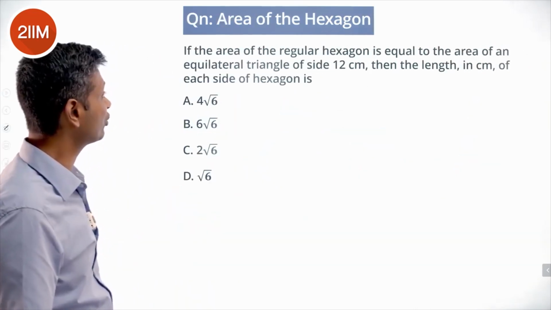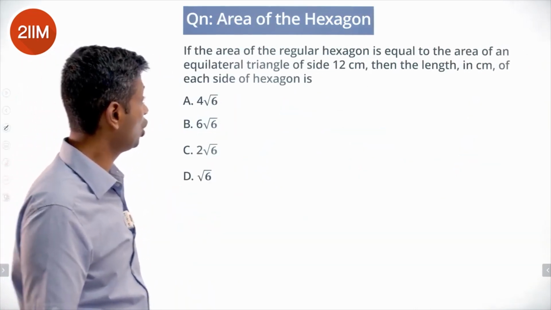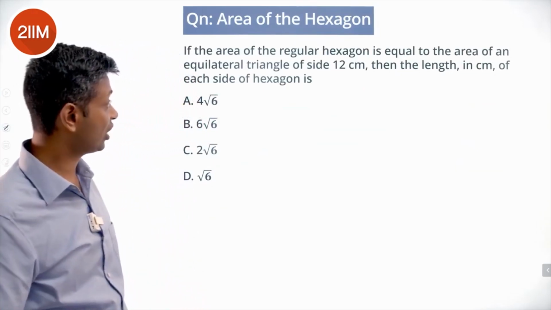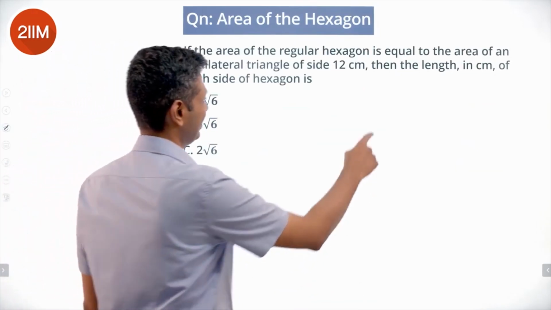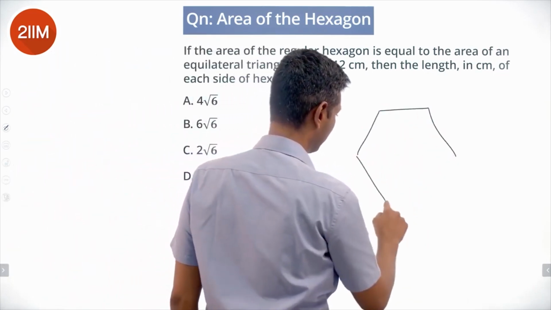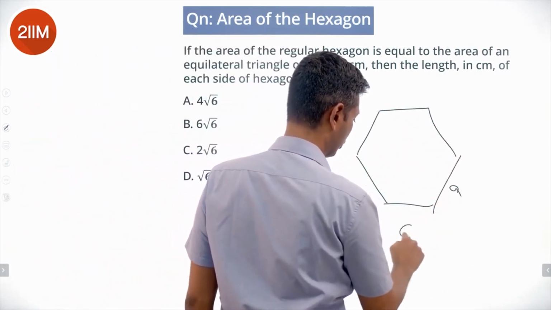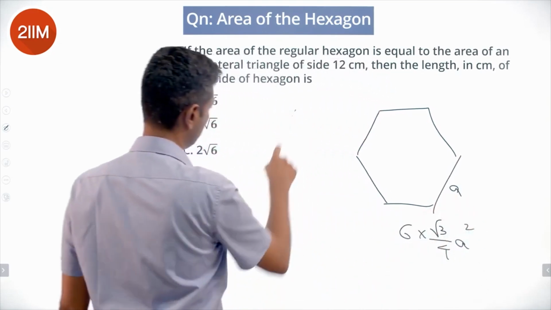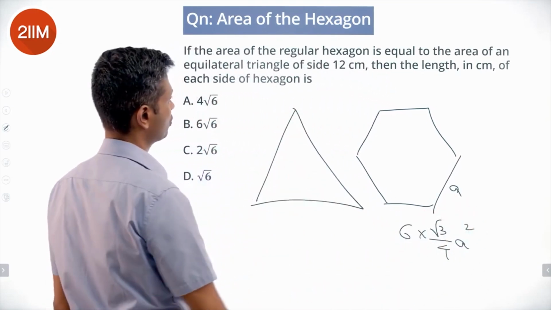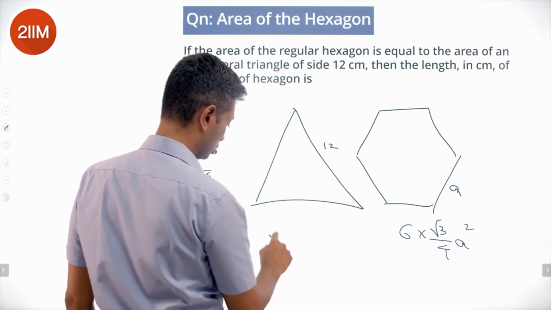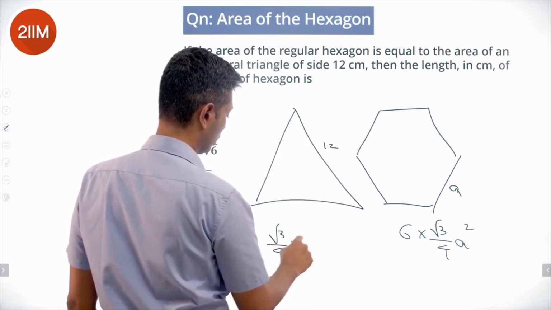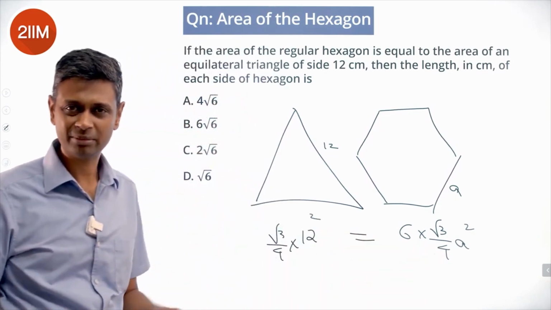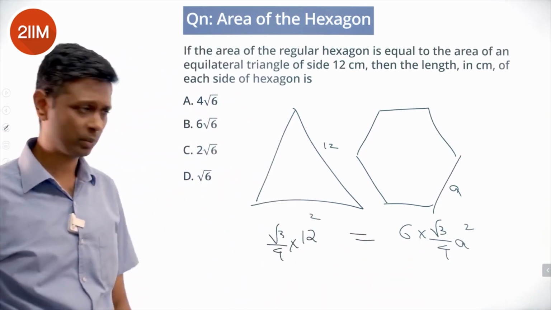The area of a regular hexagon is equal to the area of an equilateral triangle of side 12 centimeters. Then find the length in centimeters of each side of the hexagon. A regular hexagon of side A has area 6 times root 3 by 4 A square. This is equal to the area of the equilateral triangle of side 12, which is root 3 by 4 into 12 square. Equate these and we'll get A. Patently a very regular question.